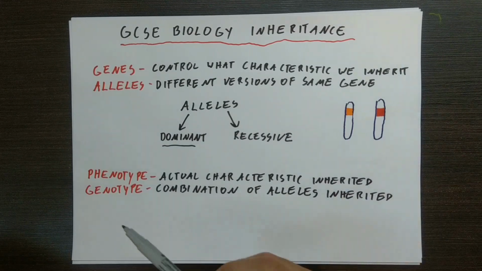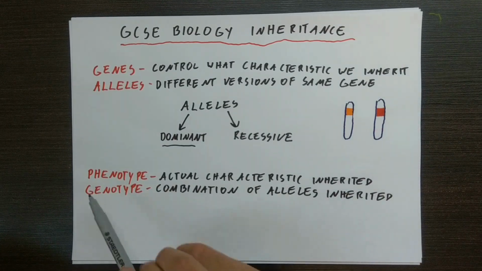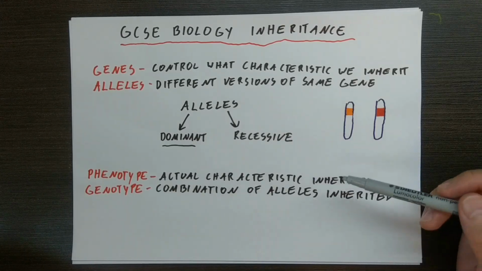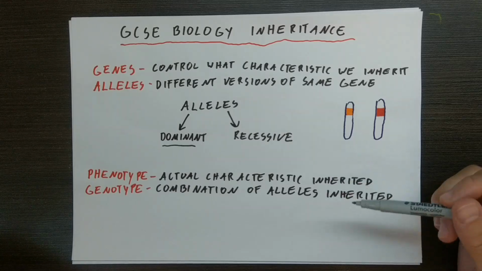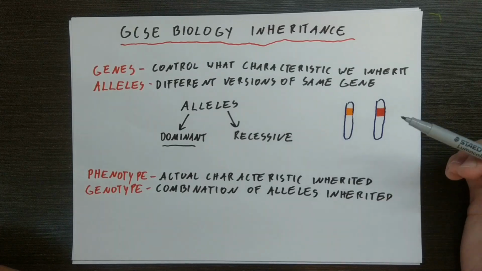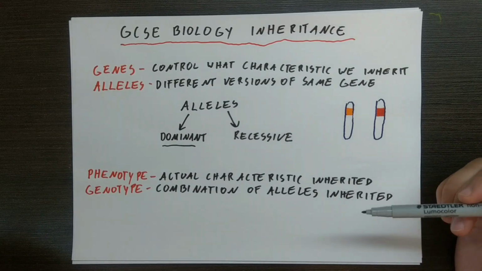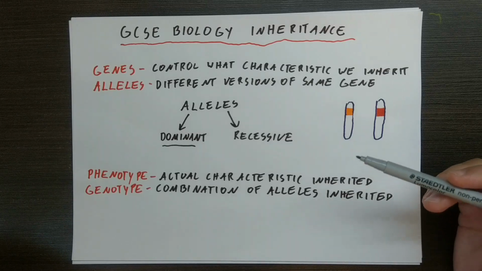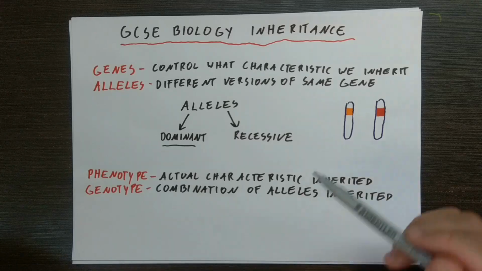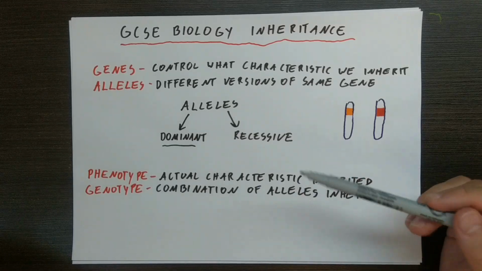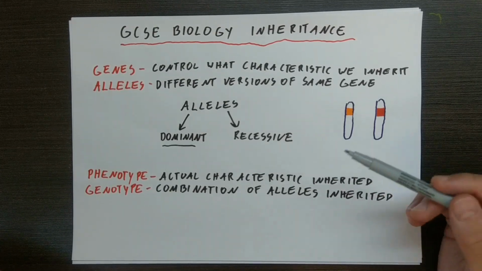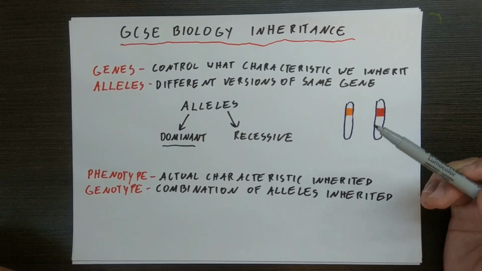Now, phenotype. What is phenotype? Phenotype is the actual characteristic that we inherit. Phenotype, for example, could be brown eyes, or phenotype could be B plus blood group. Phenotype could be brown hair. Phenotype could be blonde hair, anything. Phenotype means essentially a characteristic that we inherit. A good way that I like to think about phenotype is what we see at the end of the day. Phenotype is the characteristic that we actually notice at the end of the day.